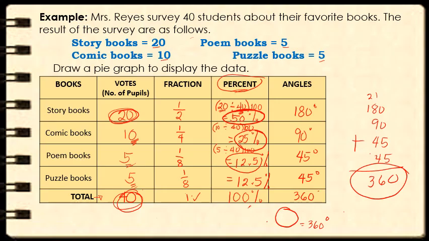Kapag hindi ito naging 360 degrees, children, ibig sabihin may mali sa solution, then you have to repeat your solution. Okay, so kapag nasundan mo yung solution natin, sa bawat column na ito, lahat ng learning tasks na nasa learner's packet ay kayang-kaya mo nang masagutan.